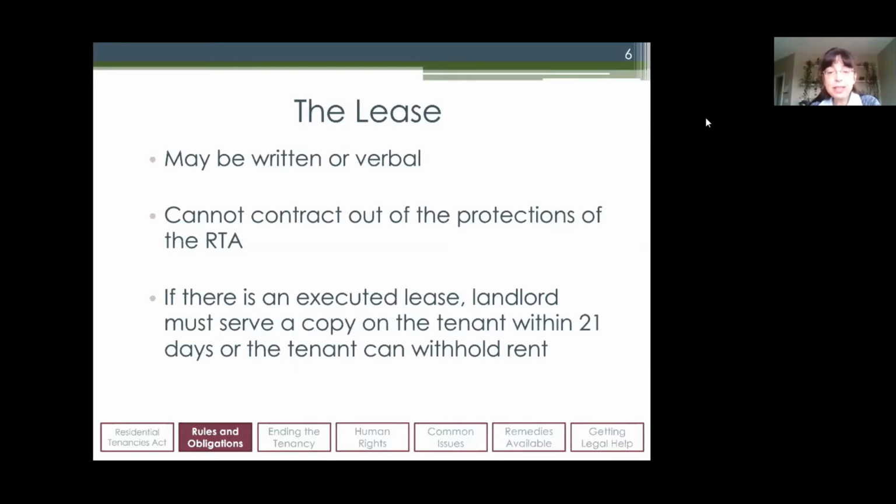So once the agreement is signed, usually landlords have two copies at the same time, but if it's not happening, then they have to give you a copy of the agreement within 3 weeks. And if not, then you can stop paying rent until they deliver the copy of the signed lease.